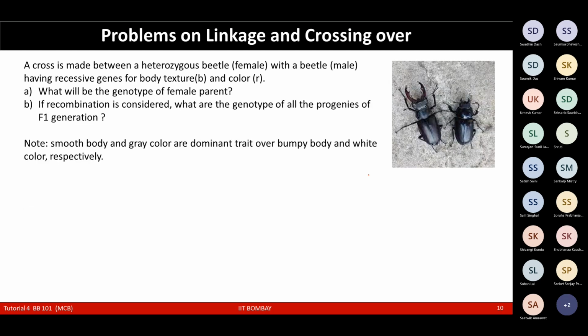Just tell me this question. A cross is made between a heterozygous beetle female with a beetle male having recessive genes for body texture B and color R. What will be the progeny? What will be the genotype of the female parent? And if recombination is there, then what are the genotypes of all the progenies of the F1 generation? Anybody? Again, it involves the crossing over part.